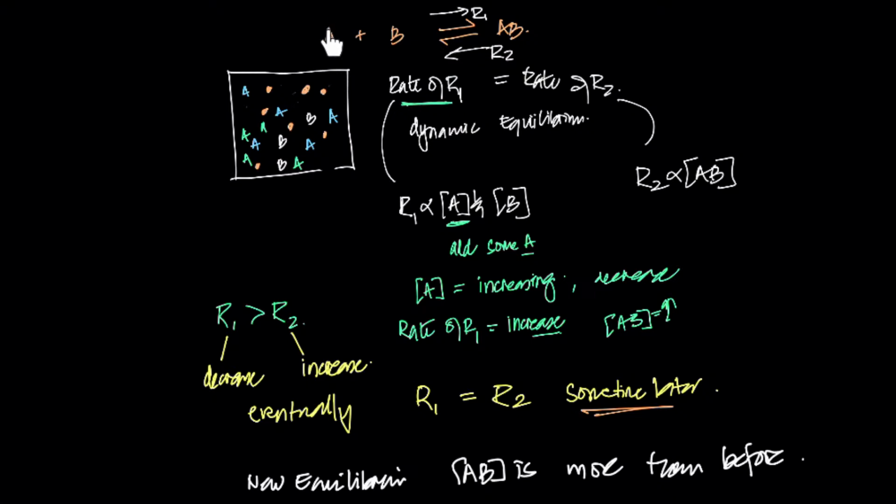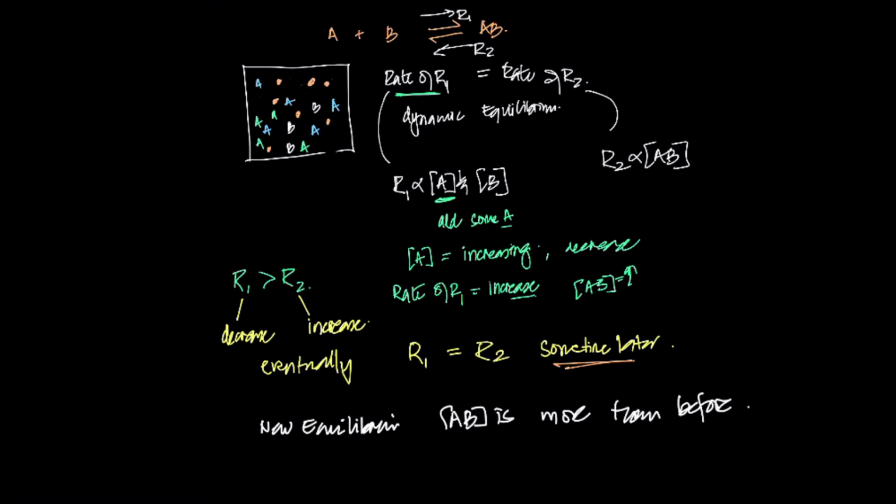Suddenly you added more A and the rate of the forward increased, but the backward stayed the same. But as you make more of AB, the rate of the backward starts to increase and the forward starts to decrease till they become newly equal again. They become equal again because over time the A will decrease and the AB, which is the orange dots, will increase. And now it becomes equal again, but now you have more product than before.